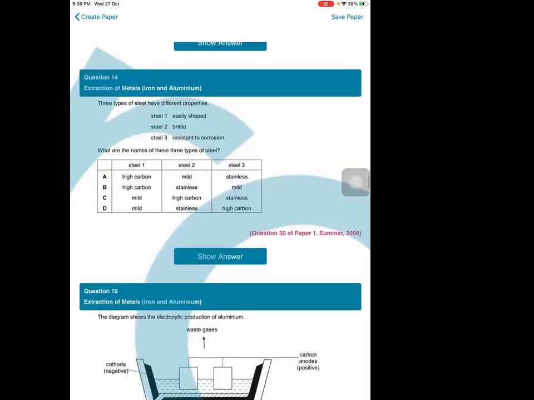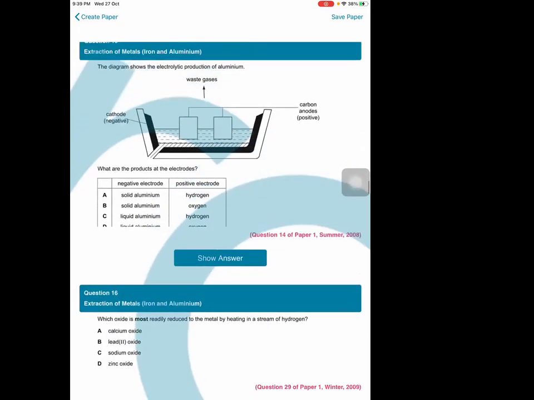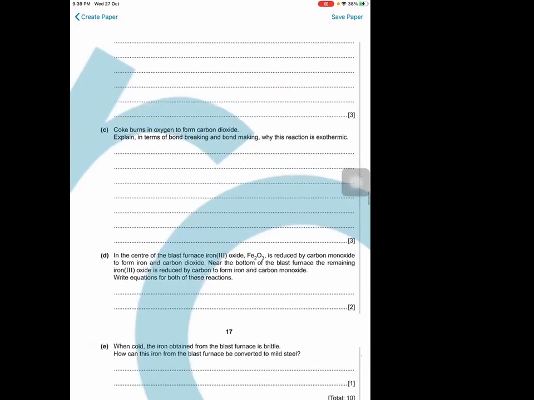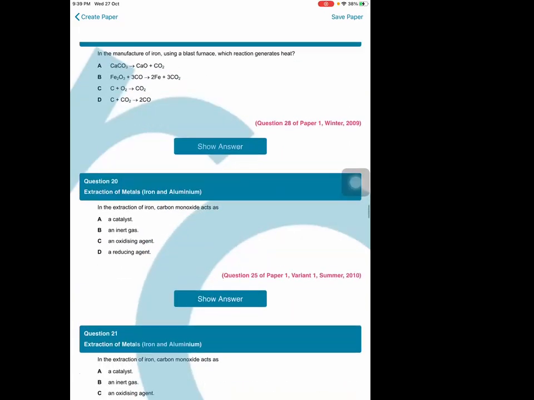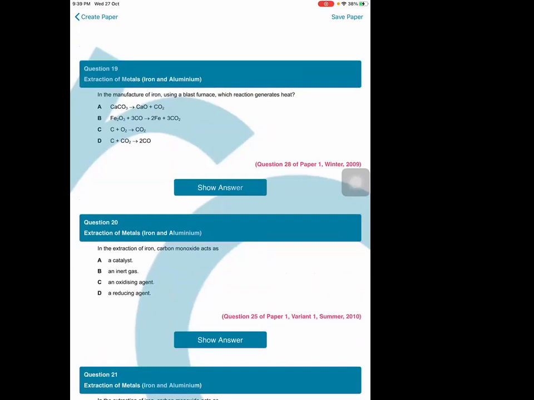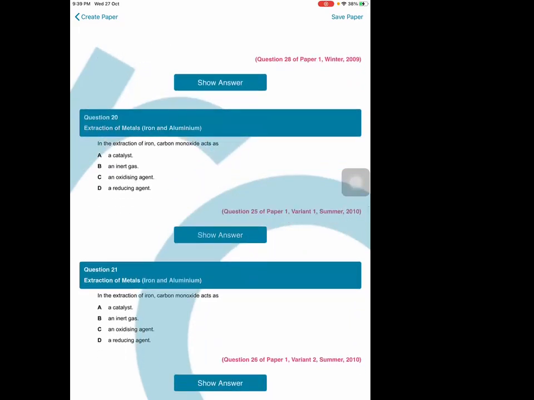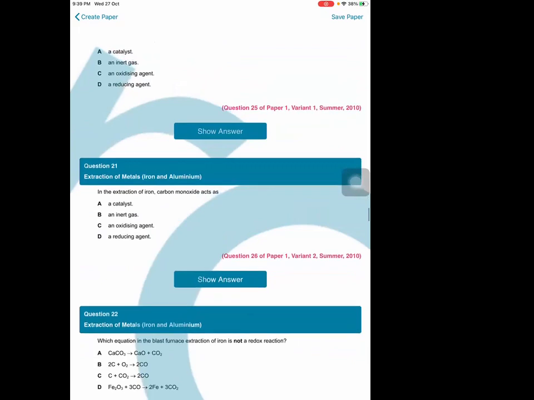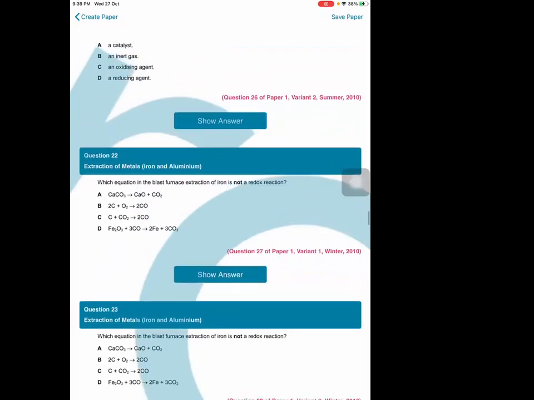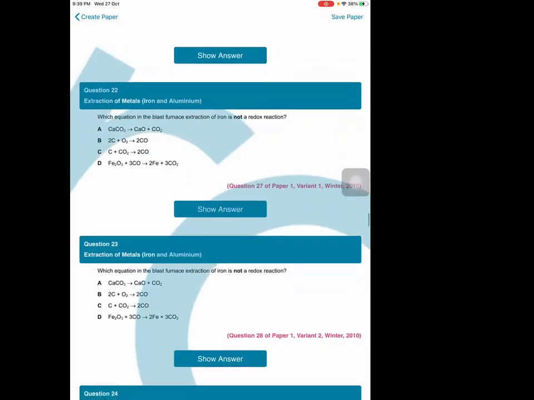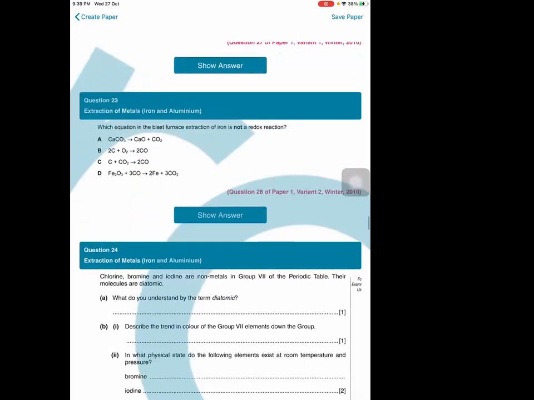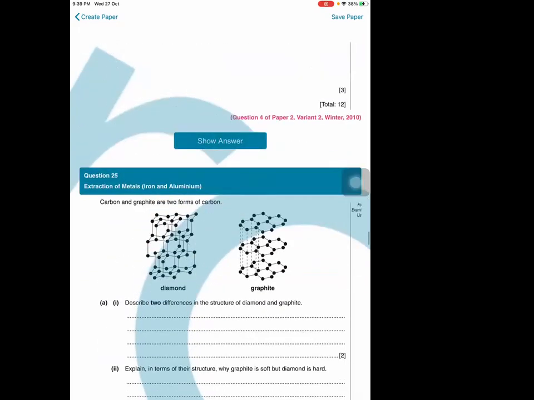So these types of questions are there in the paper. You can see over here again, it is a very important part of MCQs and question answers. In the manufacturing of iron using a blast furnace, which reaction generates heat? I have told you, the combustion of fuel. It is C. In the extraction of iron, carbon monoxide acts as a reducing agent. I have told you. And which is not a redox reaction? It is part A.